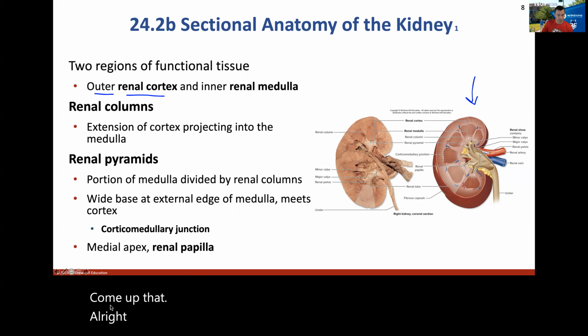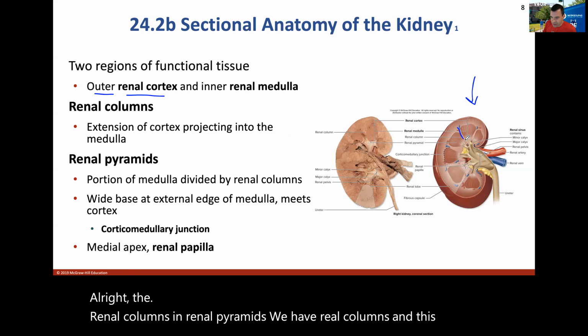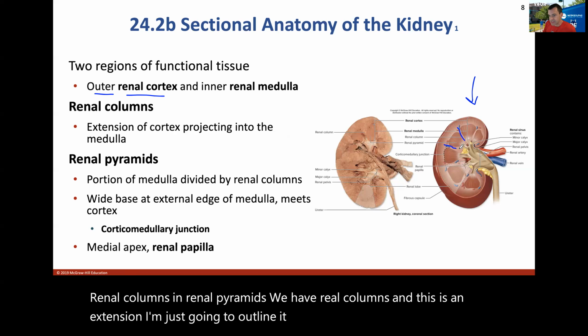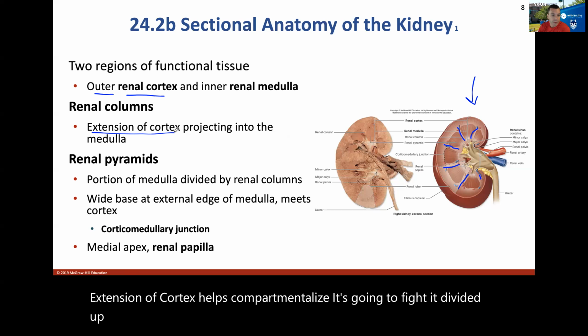The renal columns and renal pyramids. We have renal columns, and this is an extension. I'm just going to outline it in blue here. This is an extension of the cortex that goes deep into the medulla here, and it helps to compartmentalize the inside of the kidney. This is its major function. Extension of cortex helps compartmentalize. It's going to divide it up into what's called a renal lobe.